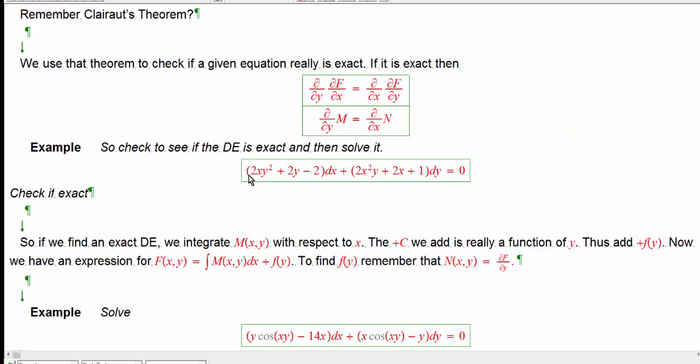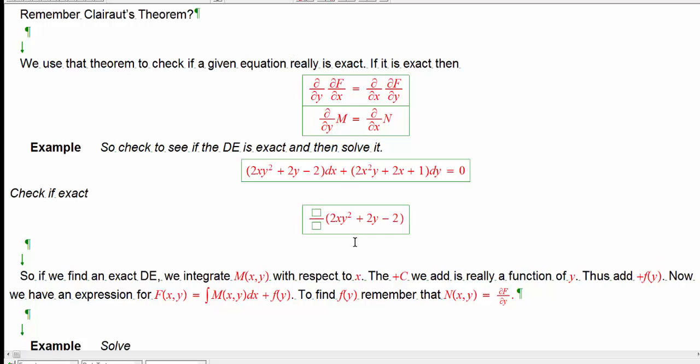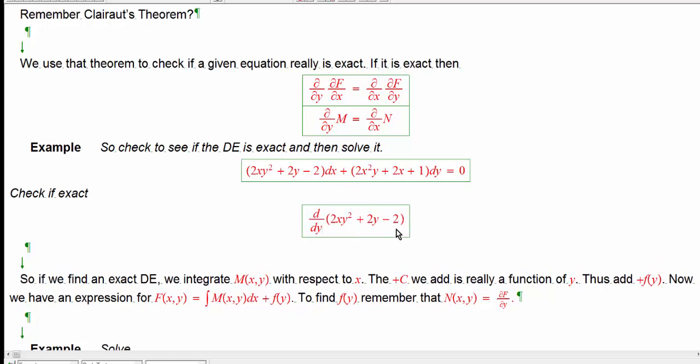To check if it's exact, I have to take the bracket that's been differentiated with respect to x, and I need to differentiate that with respect to y. So I need to differentiate this with respect to y. It's already been differentiated with respect to x. When I do that, I'm differentiating with respect to y, so x is a constant. So I get 4xy plus 2 plus 0 when I differentiate this bracket with respect to y.